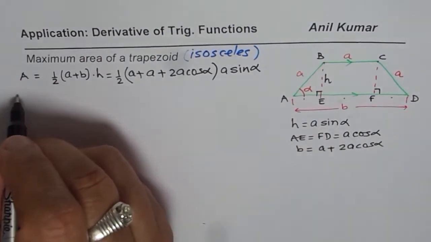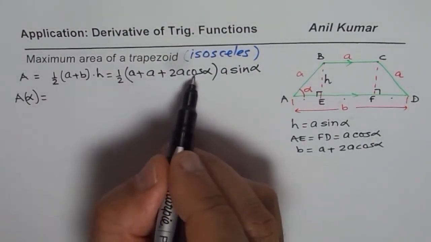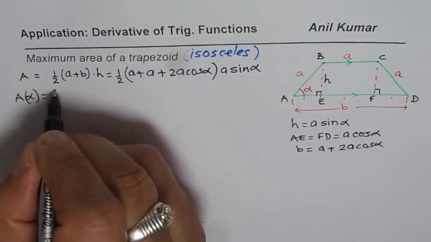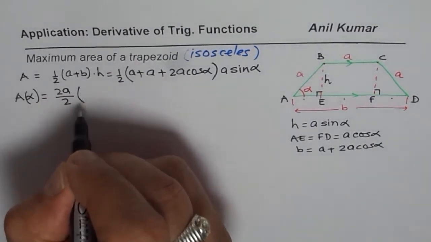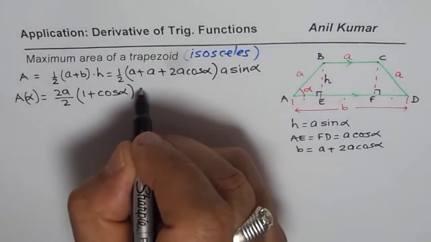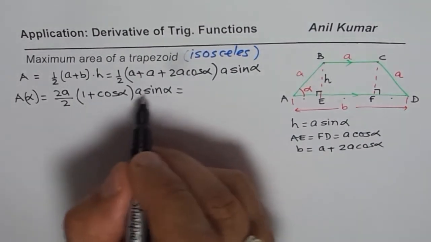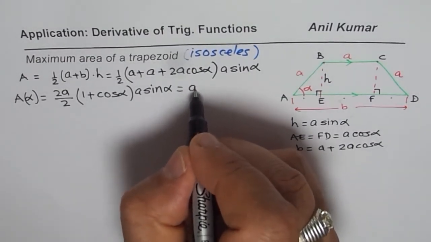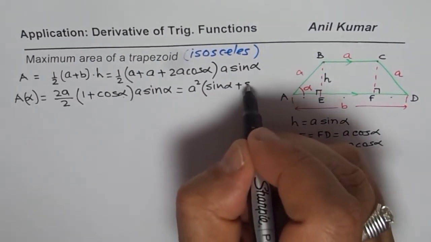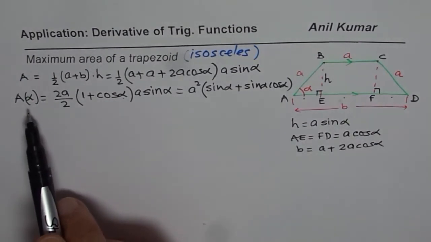right? So we get the area of the trapezoid as a function of angle alpha as half of all this. Now this A plus A is 2A, and this is also 2A, right? So we can factor out 2A. So we can say 2A divided by 2 times (1 plus cos alpha) times A sine alpha. Now 2 and 2 cancel, so we have A square. Now we can open this bracket up, right? So we get A square outside, and inside we can write sine alpha plus sine alpha cos alpha. Right, so that becomes an expression for the area as a function of alpha.